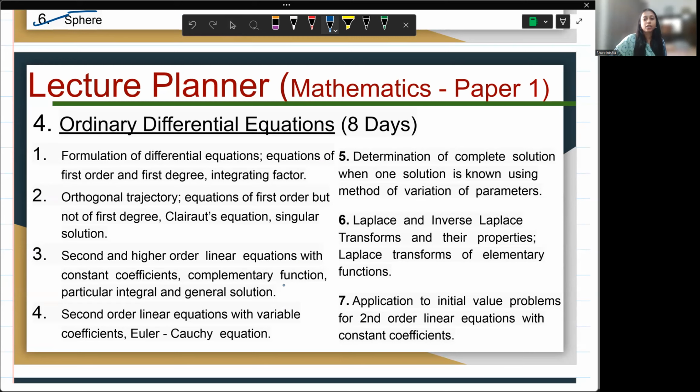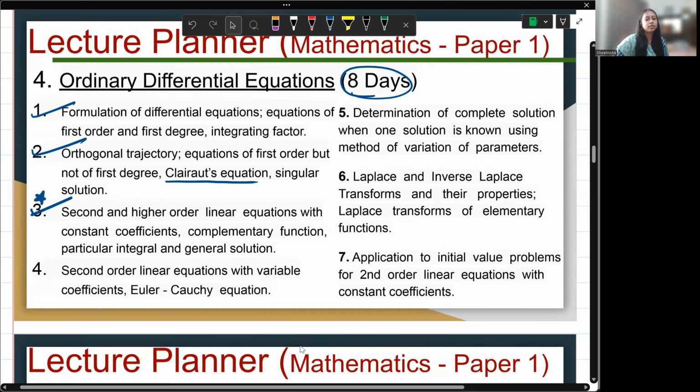Okay. So you see, I have just taken 1 week here. 1 week to complete ODE is more than enough. Formulation of differential equation of first degree, first order, and integrating factor in the first lecture. Orthogonal trajectory, equation of first order but not of first degree. Clairaut equation, very important. Singular solution, right? Second and higher order linear equation with constant coefficients, complementary function, particular integral, and general solution. At the end, this third topic, I'm telling you with a guarantee that this will be your favorite topic in ODE because this is very easy.